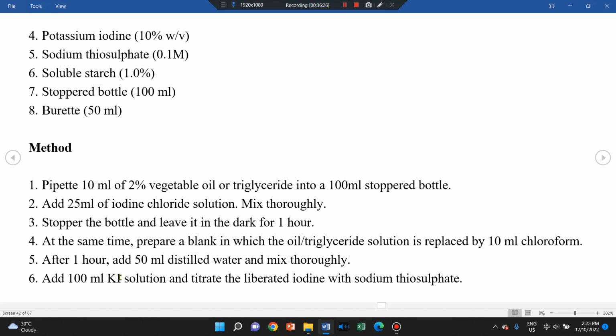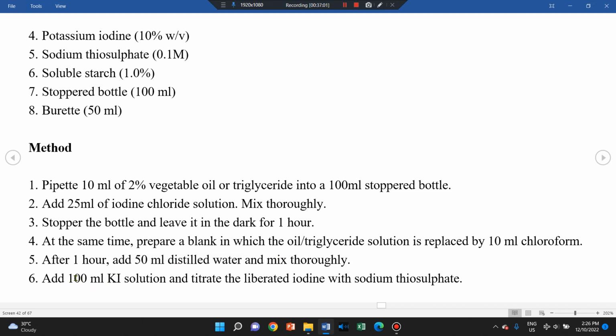You must leave the oil in the dark for 1 hour, but the blank not necessarily. You can just prepare it right before you do the experiment, because the blank does not have the oil, so no reaction is likely to take place. But if you want to be consistent, you can prepare both and leave them for 1 hour. After 1 hour, you add distilled water and mix it thoroughly.